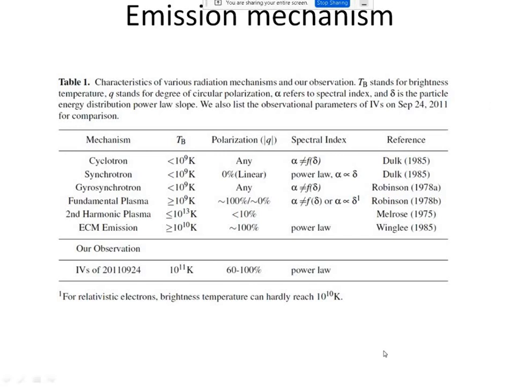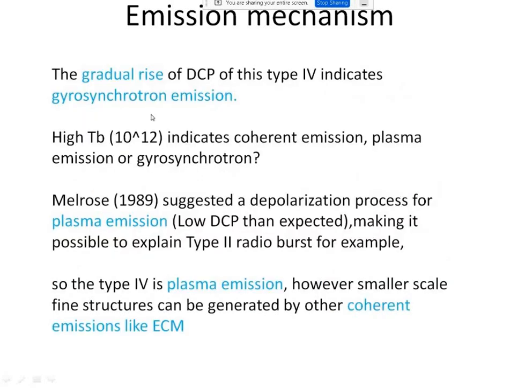So after checking the table, we make some conclusions and some discussions. The gradual rise of DCP of this type 4 radio burst indicates gyrosynchrotron emission. However, the brightness temperature is very high, even the background type 4 is more than 10 to the 12th Kelvin. It indicates a coherent emission mechanism, which is not gyrosynchrotron. Gyrosynchrotron is incoherent. So is it plasma emission or gyrosynchrotron?